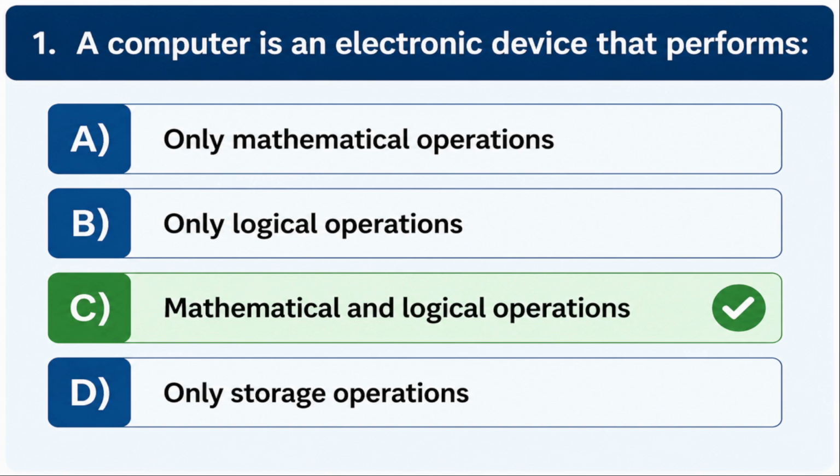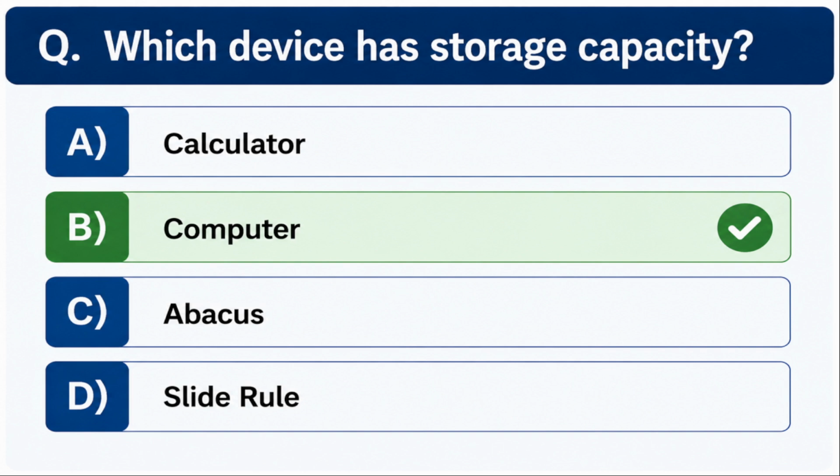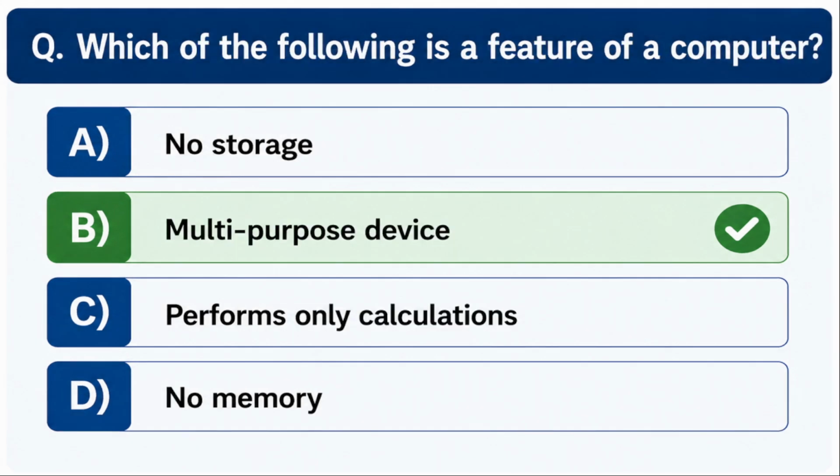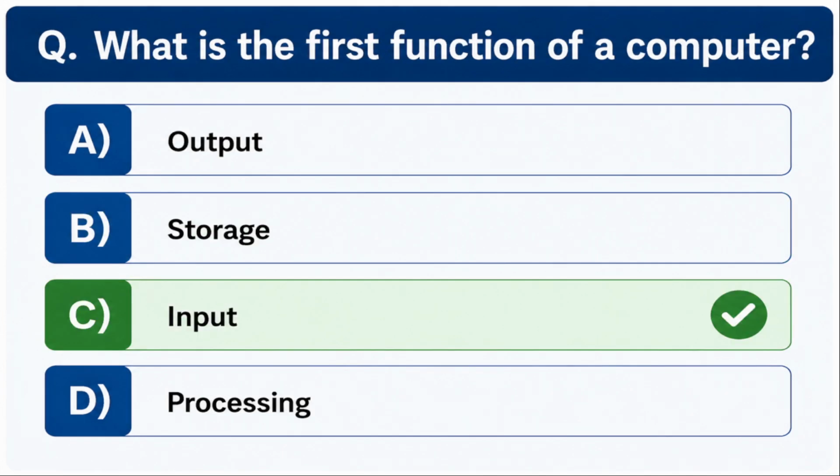A computer is an electronic device that performs mathematical and logical operations. Which device has storage capacity? No, calculator has no storage capacity. Compass, no. Slide, no. Computer is the only one with storage capacity. Which of the following is a feature of a multi-purpose device? It is used as a multi-purpose device. What are the functions of the computer? First is input, second is processing, third is output, and fourth is storage.